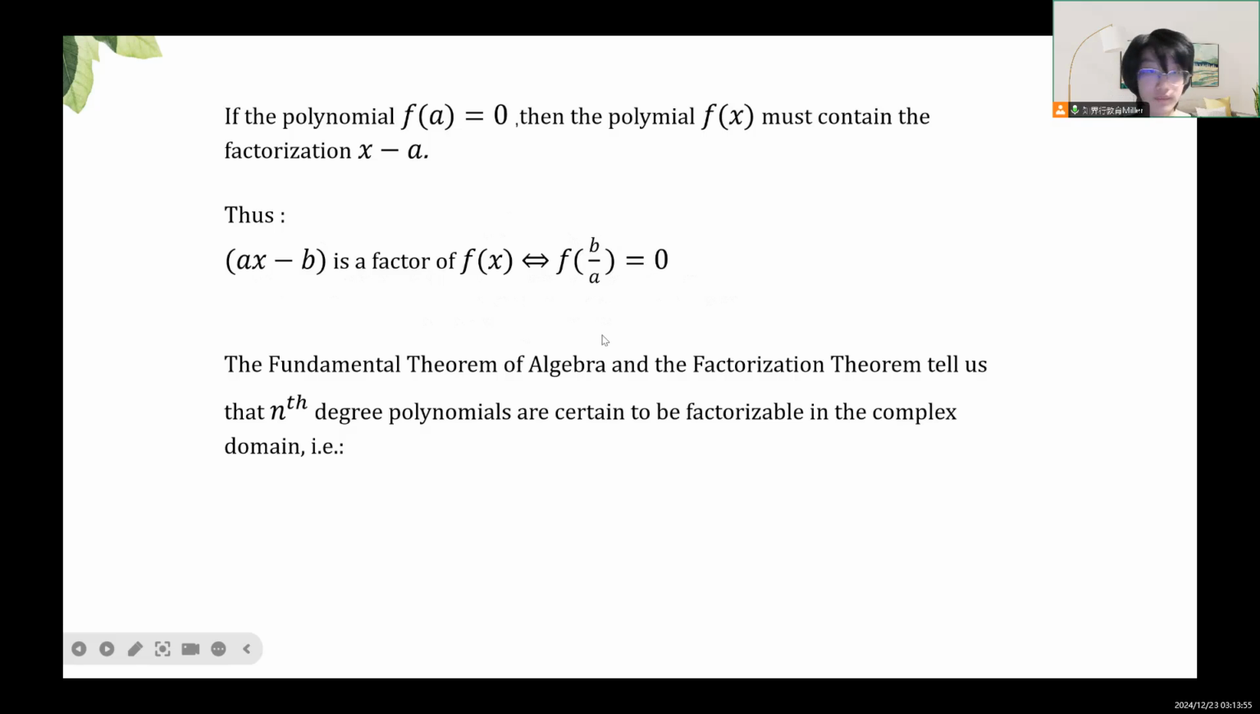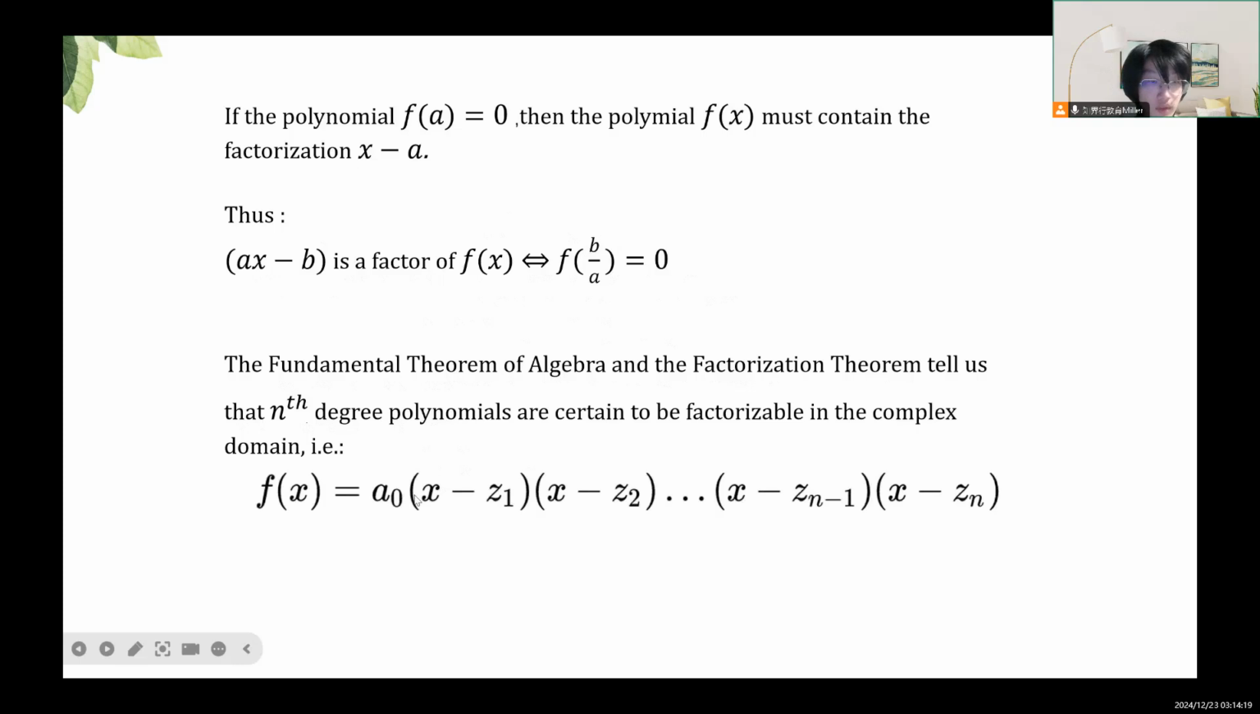The fundamental theorem of algebra and the factorization theorem tell us the nth degree polynomials are certain to be factorizable in the complex domain. We have the example f(x) equals a0 (x minus z1)(x minus z2) and so on (x minus zn), where zi belongs to C.